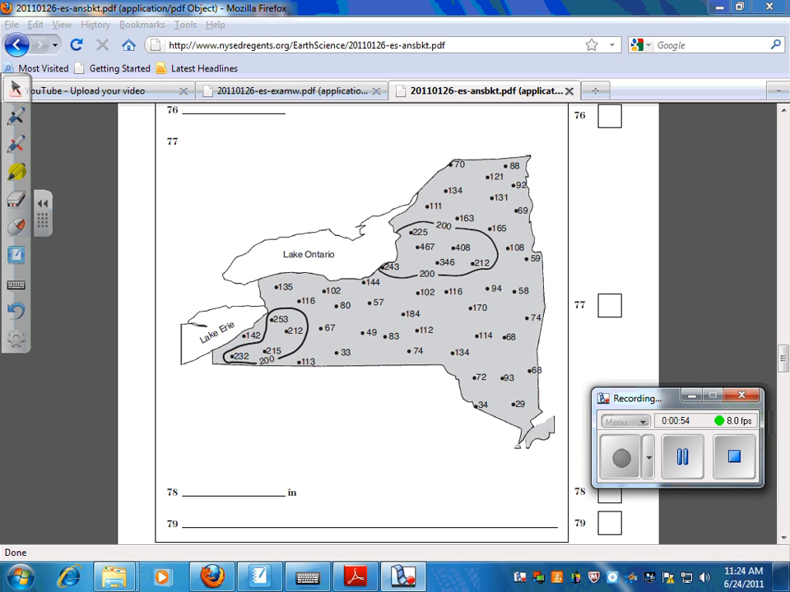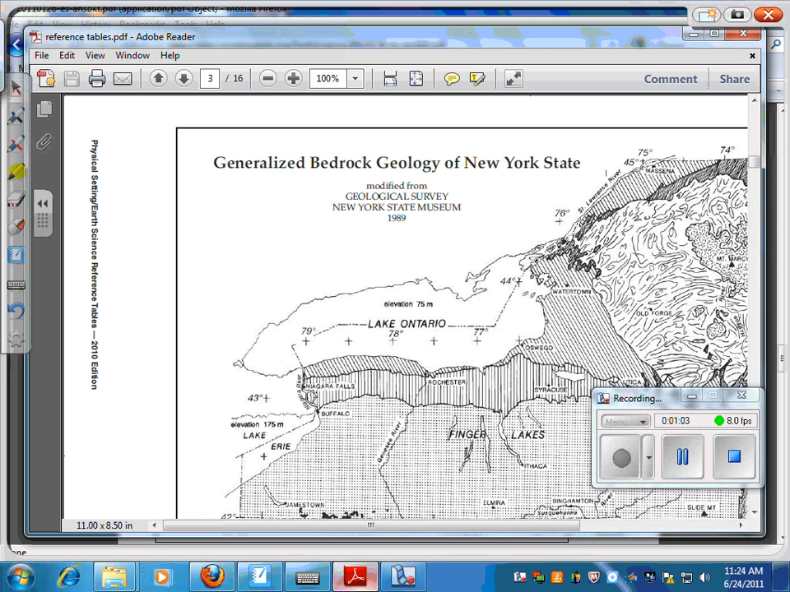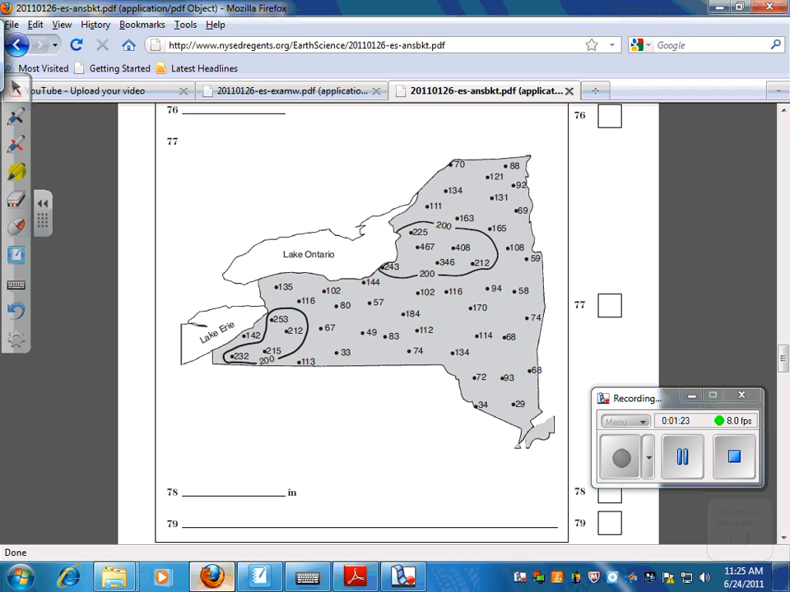For some perspective on New York State, we'll go to page 3 in the Earth Science Reference Tables. Notice we have Syracuse located just to the southeast of Lake Ontario, and we are located south of Oswego and Fulton, New York, which are two areas that receive massive amounts of lake effect snow. Going back to the Regents question here.